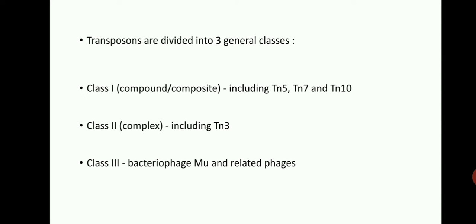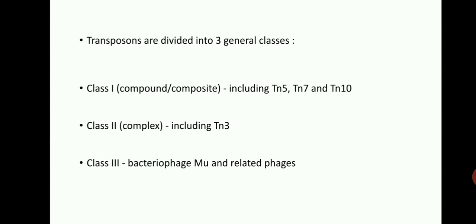So transposons are divided into three general classes. First is class 1, the compound or composite transposons, that includes Tn5, Tn7 and Tn10 transposons. Then class 2, the complex transposons, that includes Tn3 transposon. Then the last one is class 3, that contains bacteriophage Mu and the related phages.